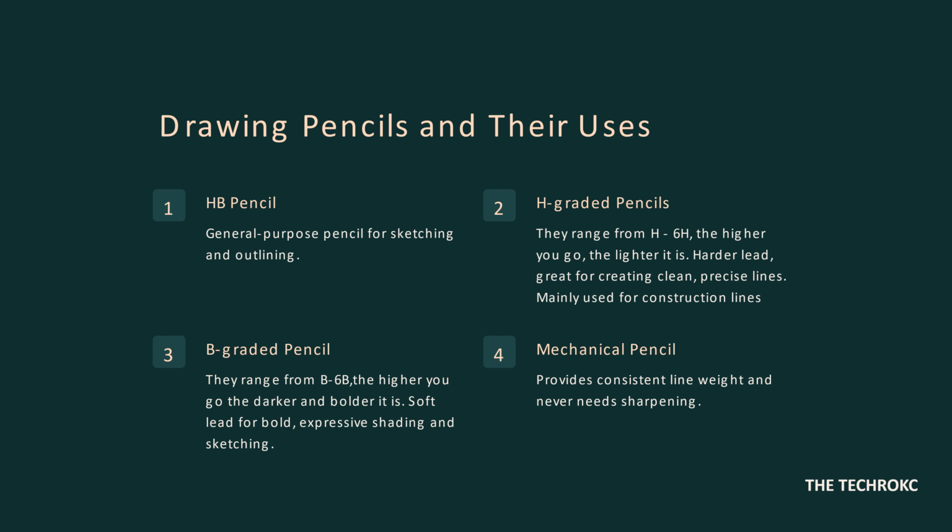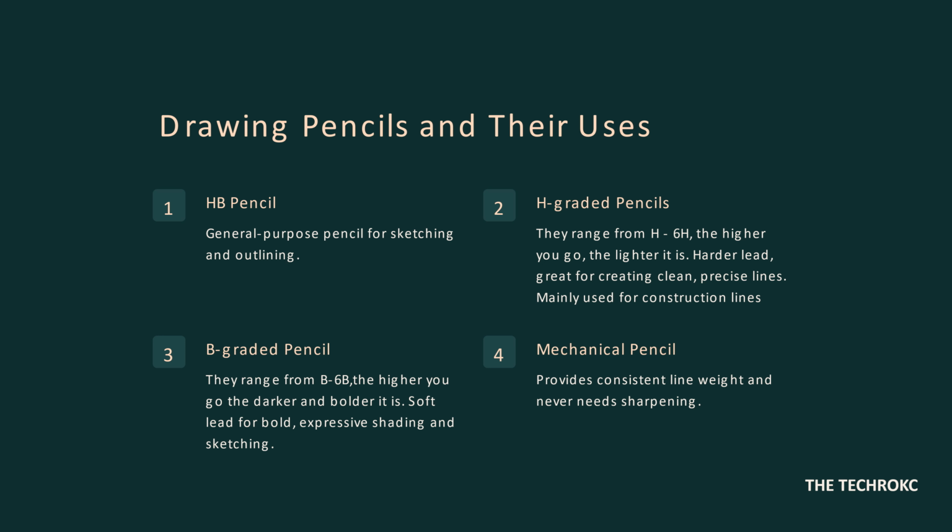Basically, we have the HB pencil. This is the most general pencil as it is at the middle, at the center point of all pencils. It is mainly used for outlining and for sketching.